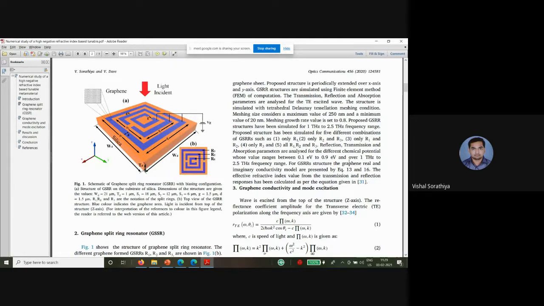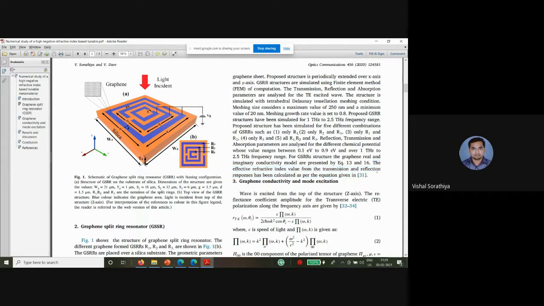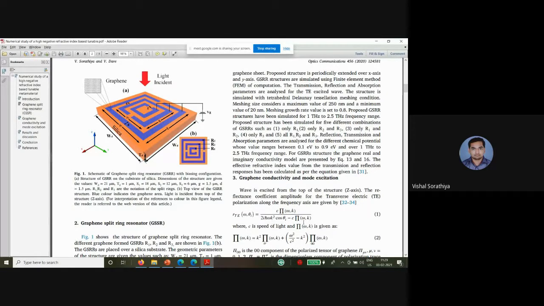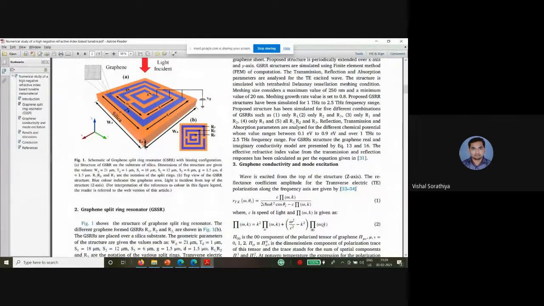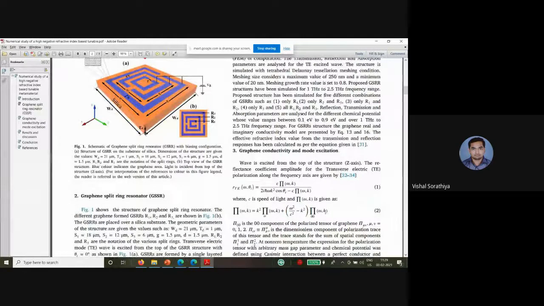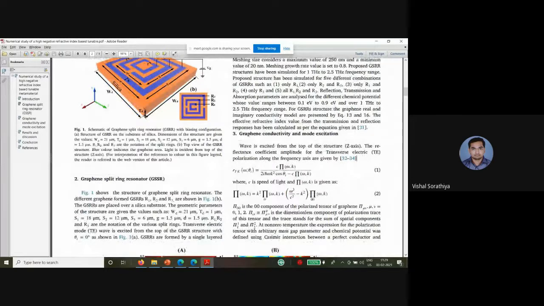But if I say in between, like the effective refractive index value from the transmission and reflectance response has been calculated from equation 31, it means whatever calculation I have done for these two parameters, those equations are not mine. That is reported in 31. So I have chosen that information and done the calculation. Similarly, whatever equations I am writing below, I have taken from 32 to 34. So you need to give the citation that I have taken this equation from that source, and I'm including it again over here. If the information is not yours, you need to give the citation.